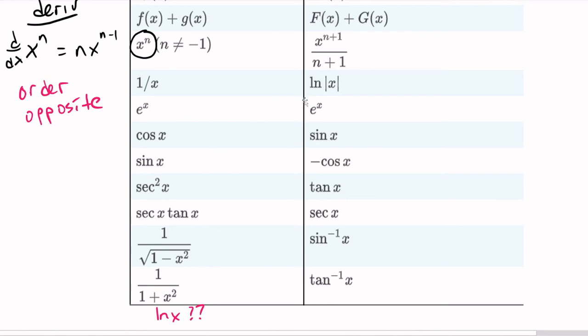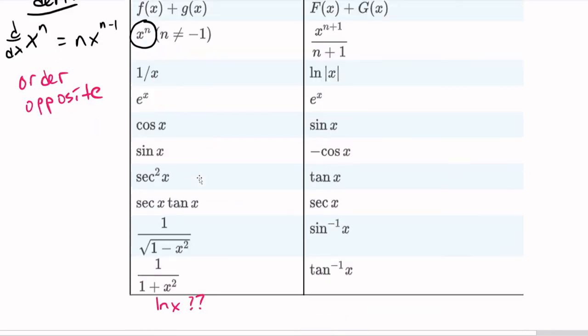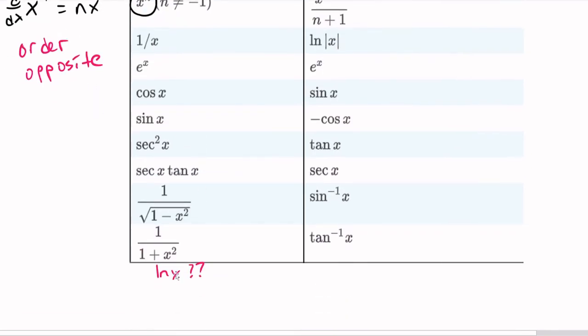And for e to the x, it's even easier, or it's the same. E to the x, e to the x, e to the x, e to the x. But natural log, we know the derivative of natural log is this 1 over x, right? That's pretty quick. But unfortunately, the antiderivative of natural log is much more. So we're going to need some special techniques to figure this out.